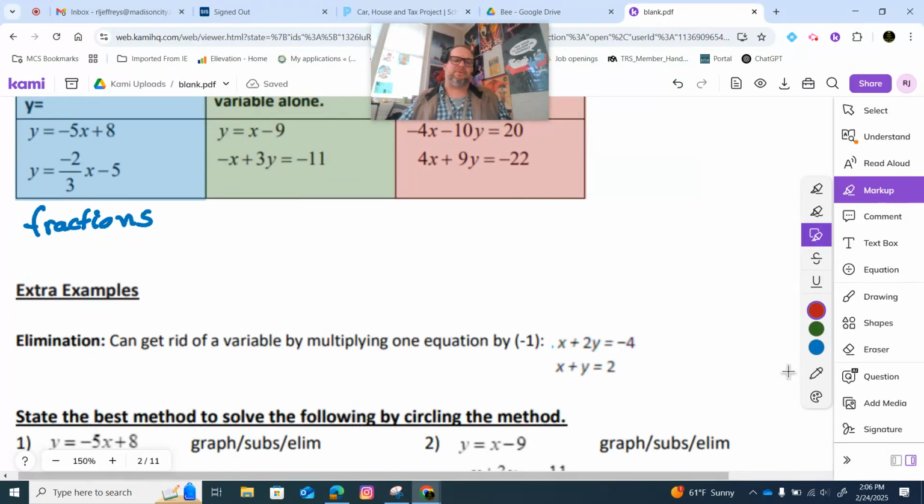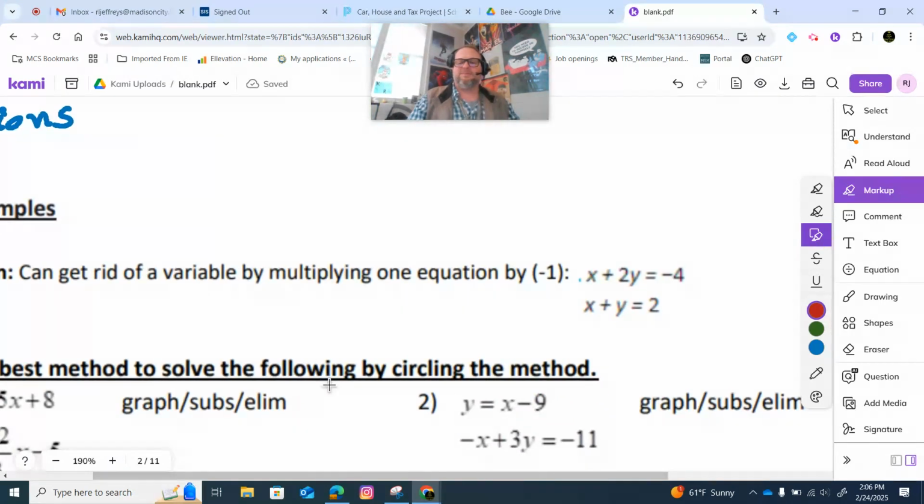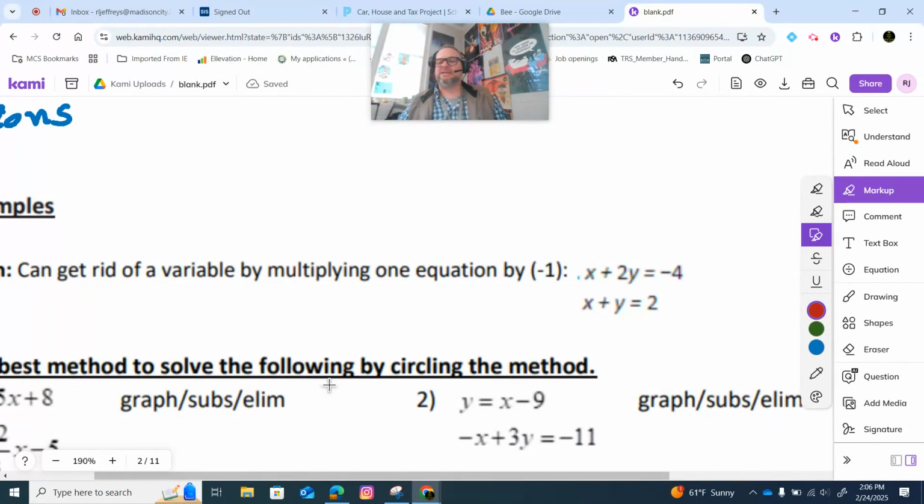The extra examples are when I could probably get rid of one. I said elimination here. You could easily solve either the top or the bottom for x and plug in, but if I see this, I'm going to multiply by -1 and eliminate. That's just a Mr. Jeffries thing.